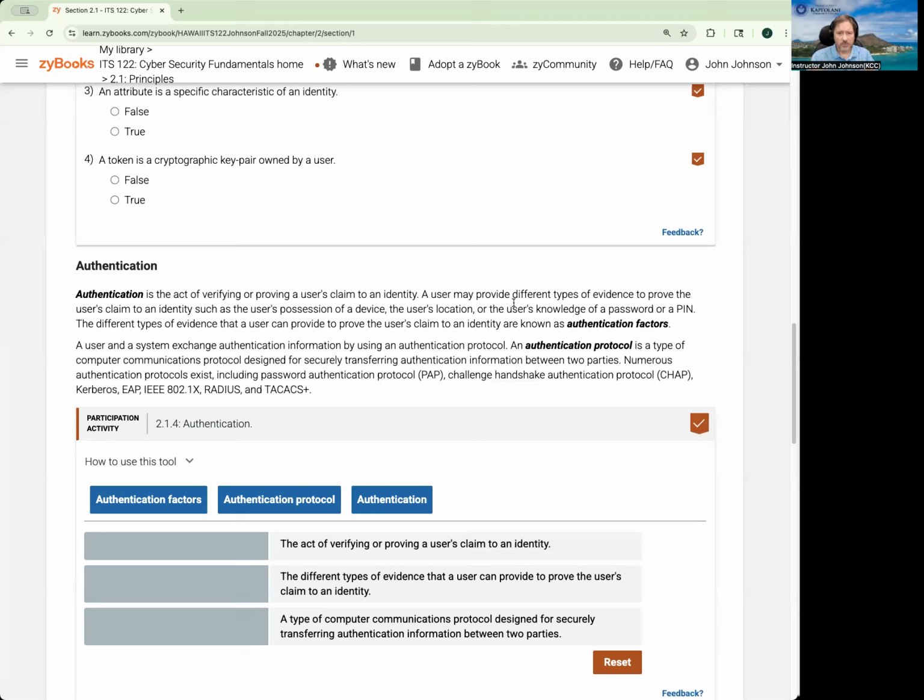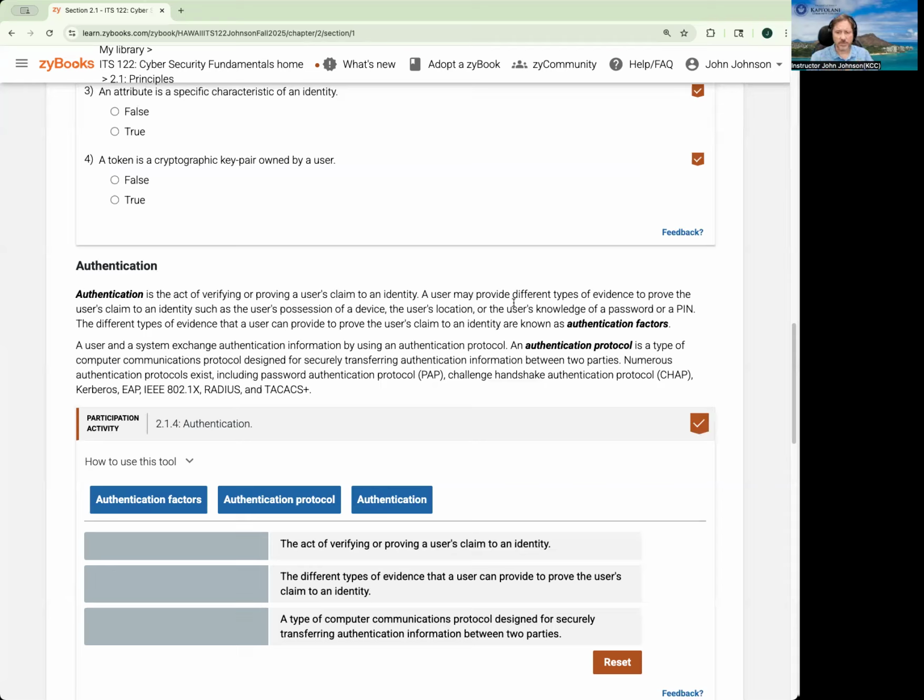So a user and the system exchange authentication information by using an authentication protocol. We have these factors, and the way that we exchange this information is through an authentication protocol. An authentication protocol is a type of computer communications protocol designed for securely transferring authentication information between two parties. There are lots and lots of different authentication protocols out there. Some of these had earlier versions that were found to be insecure, and so there have been advancements.